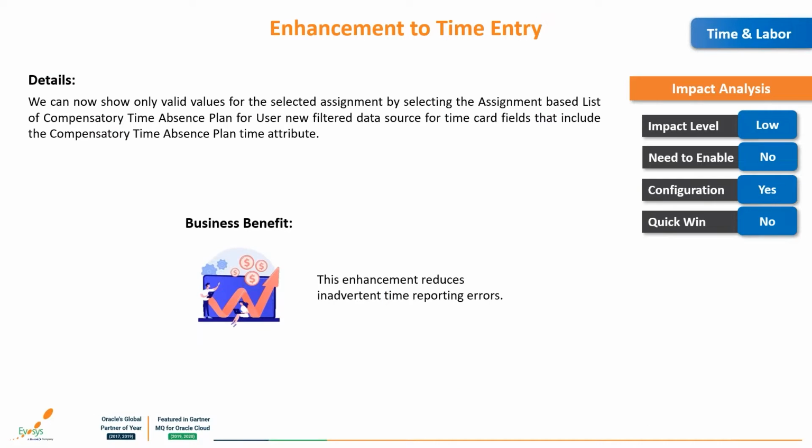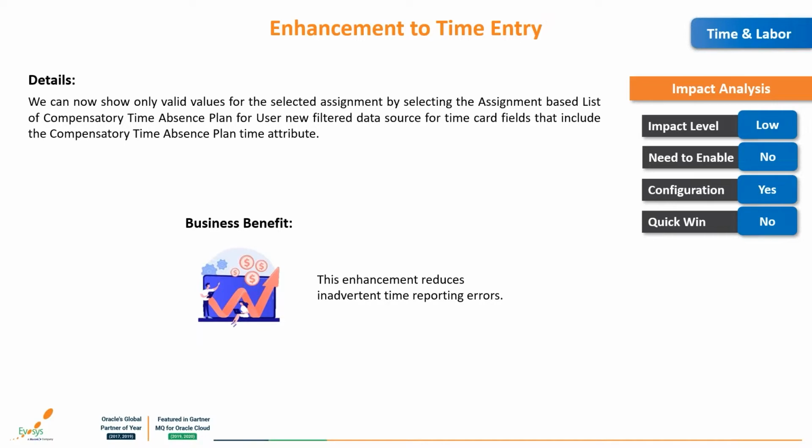The next feature that we are going to talk about is in the Time and Labor module, in enhancements to time entry. This enhancement is about compensatory time absence plan attributes. In the application, we have an option to choose the compensatory time attributes in the time card. When users have multiple assignments and the compensatory time values are different for different assignments, currently we do not have the flexibility to choose the compensatory time based on the assignment.